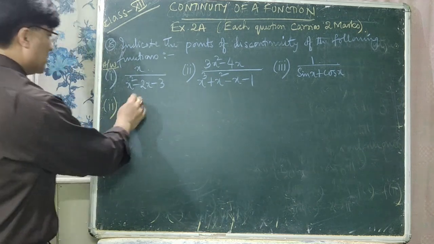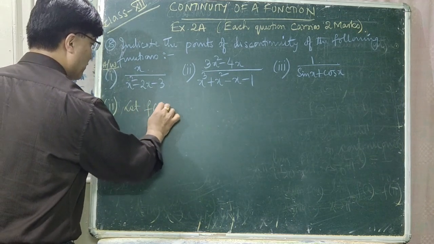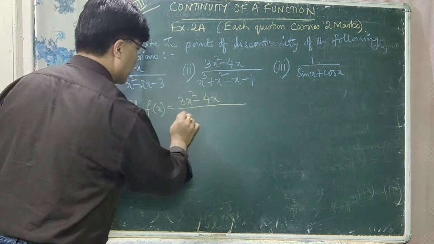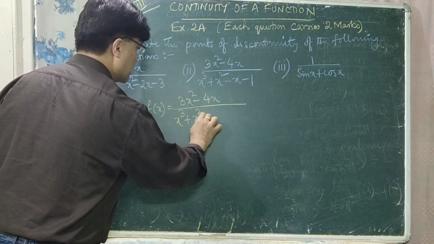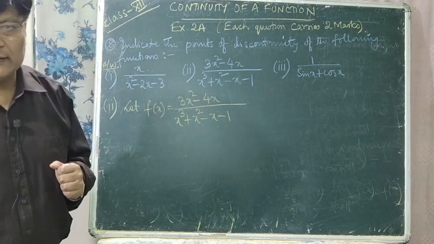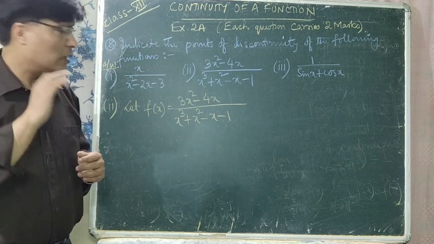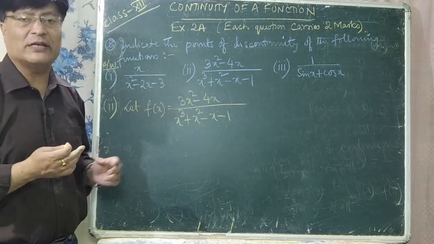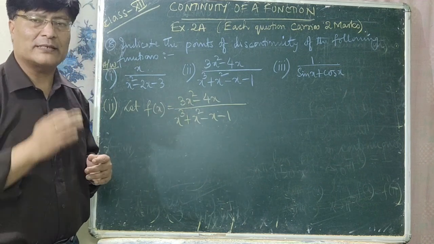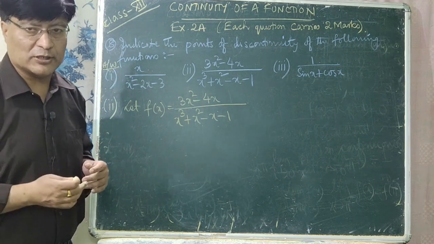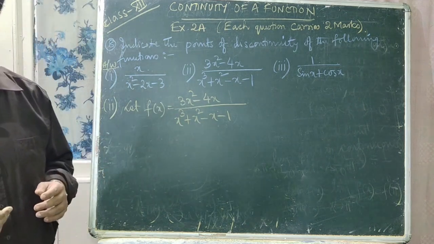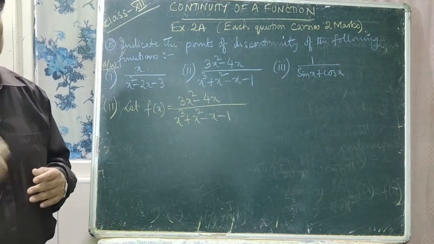So number 2 is, let f of x be equal to this given function: 3x square minus 4x divided by x cube plus x square minus x minus 1. Okay. So when is this function f of x undefined? That is your point of discontinuity. That will be the value of x. You have to find out those values of x for which this function f of x is undefined. That will give you the point of discontinuity.